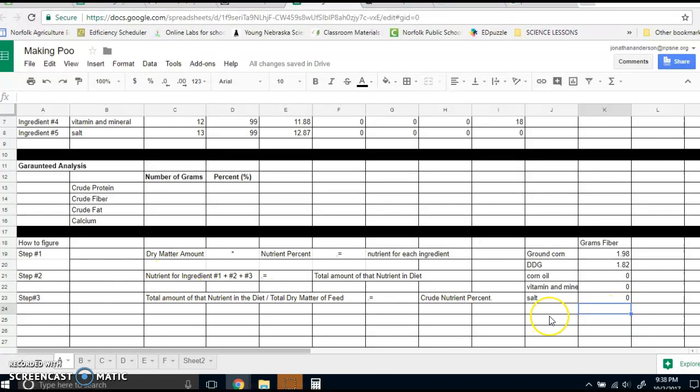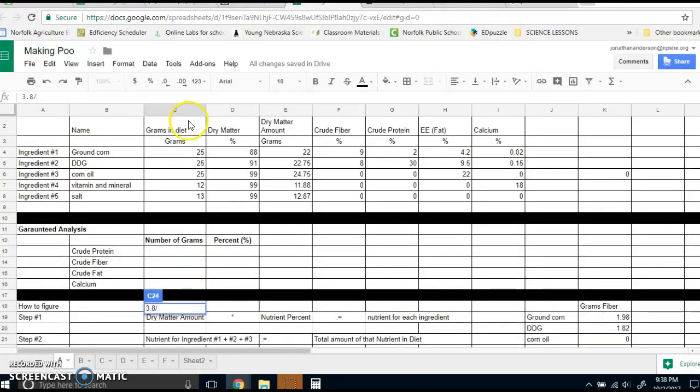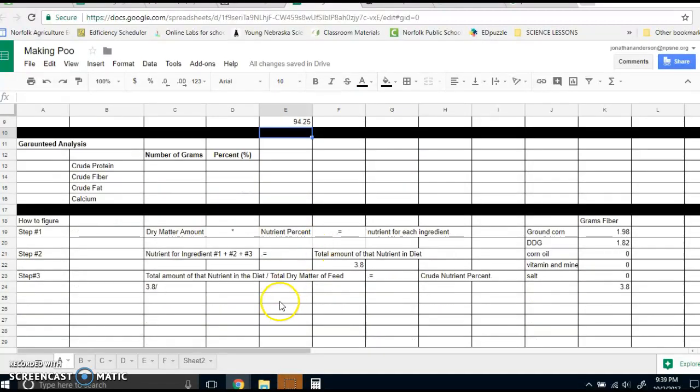You add all 3 of those together, and that means we have a total of 3.8 grams of fiber in our entire diet. Our last step is pretty simple. We just take the 3.8 divided by our total amount of dry matter. Our total amount of dry matter for our diet is here. If we add all these together, we had a total amount of dry matter of 94.25.